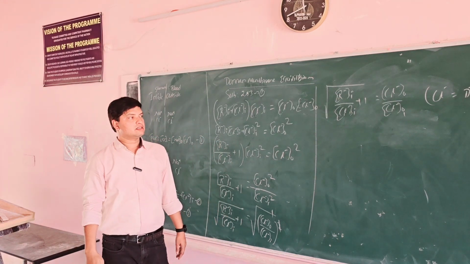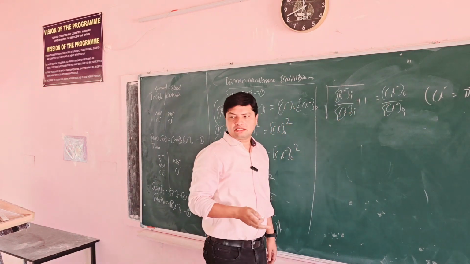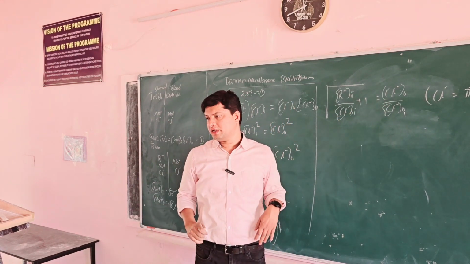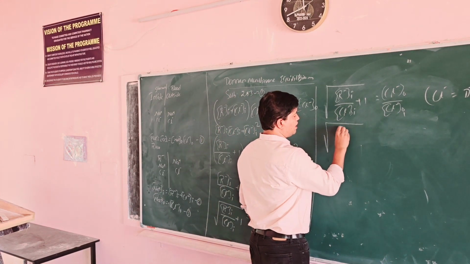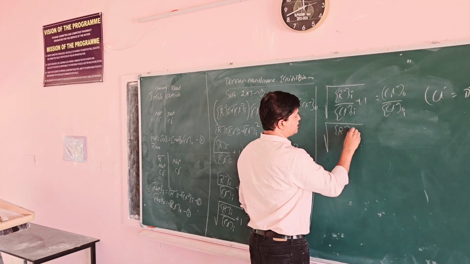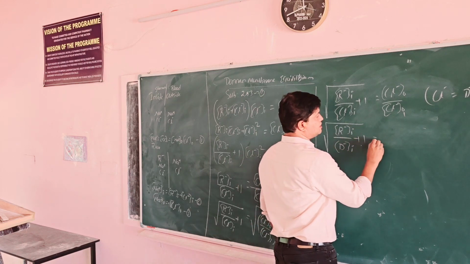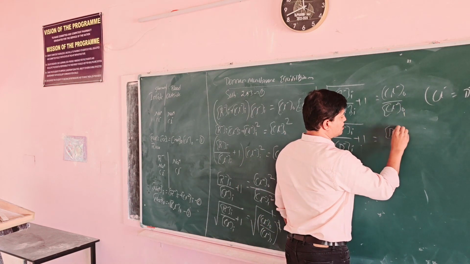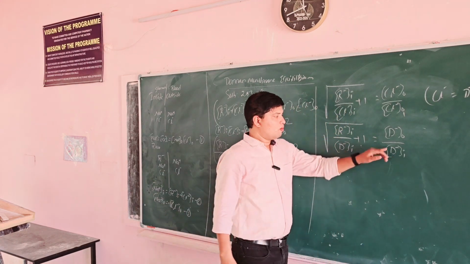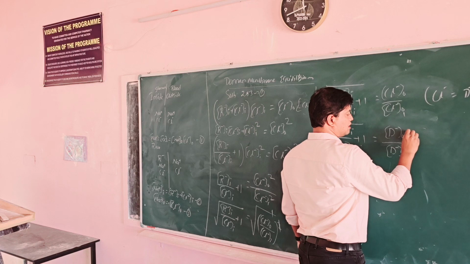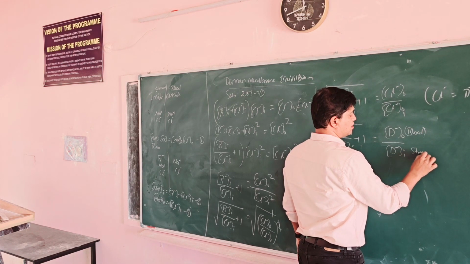Now assume Cl minus as D minus and substitute. Why am I taking D minus? I want to know about the drug, not about the chlorine. So square root of R minus inside by D minus inside plus 1 is equal to D minus outside by D minus inside. Outside is what? Blood. Inside is stomach.